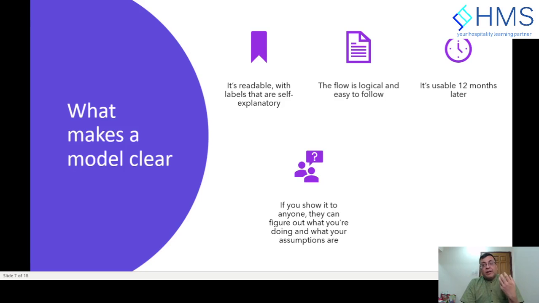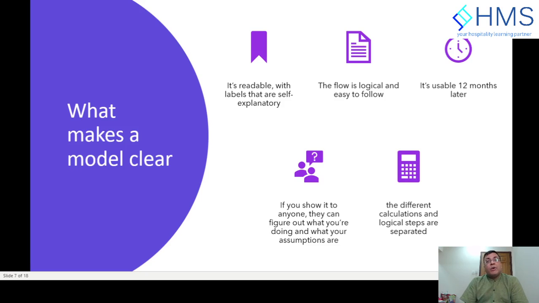Then the next requirement is, if you show it to somebody, they should be able to figure out what the assumptions are, what you are doing and what you're trying to achieve, right? As we said, you use it after 12 months or you give it to somebody now, they should be able to clearly understand, without your help, what you are trying to achieve.